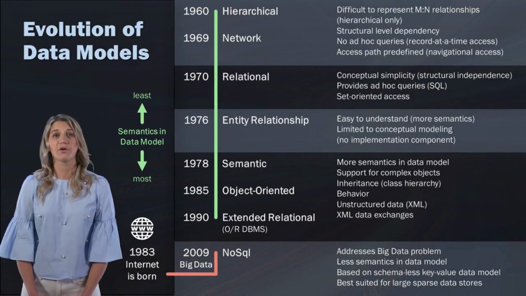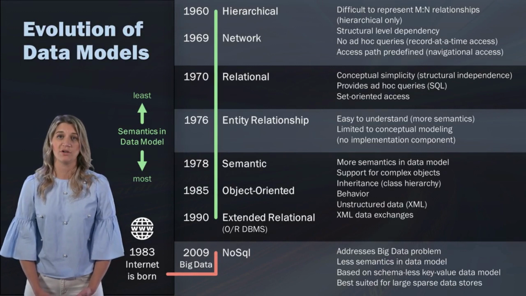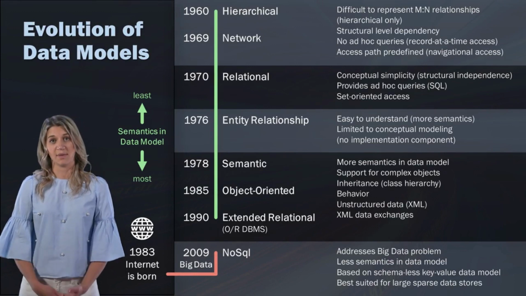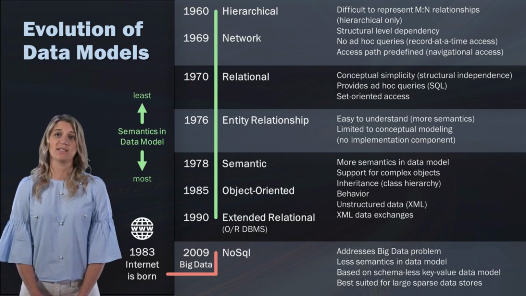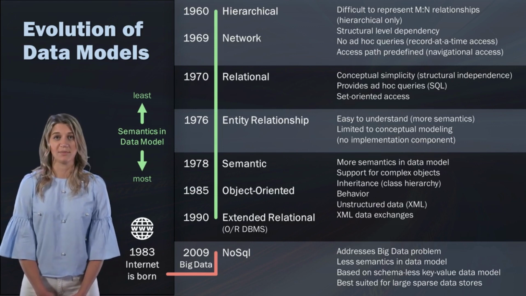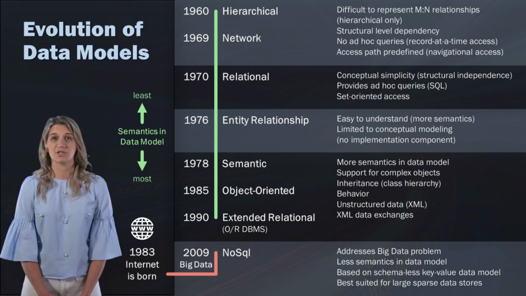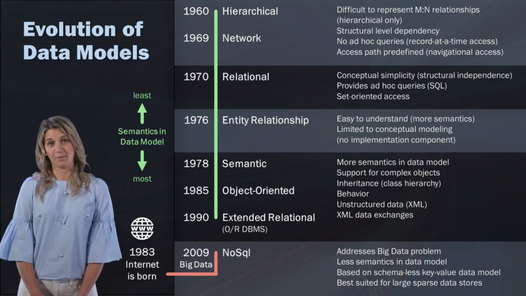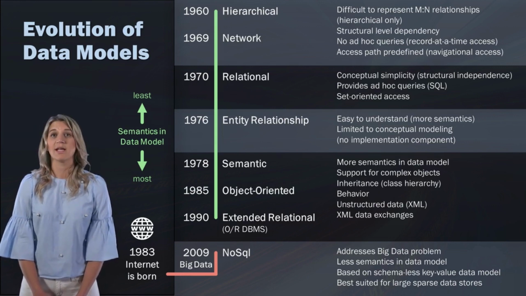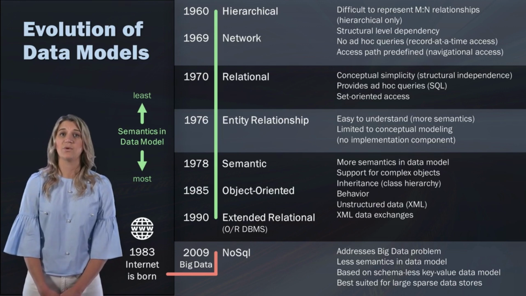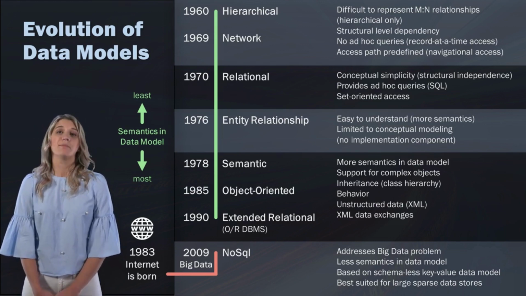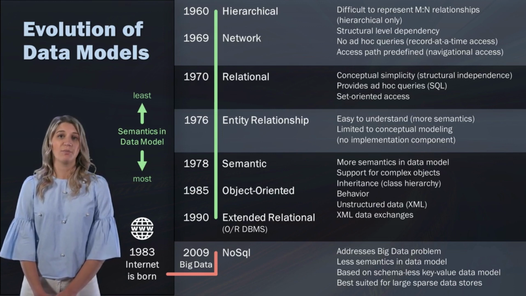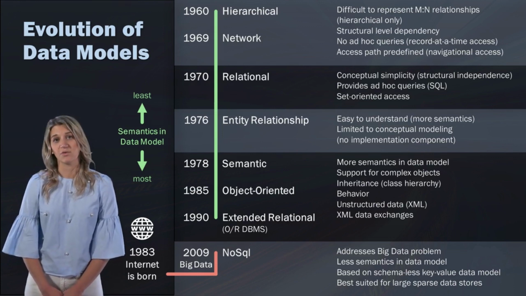There's been hierarchical, network, relational entity, relational semantic, and NoSQL. I'm not going to go into great detail into all of these different types of data models. If this is interesting to you, I definitely recommend you do your own research. It's widely available on the internet, and it will only help you in other aspects of working with data. I'm just going to briefly talk a little bit about the relational and NoSQL.